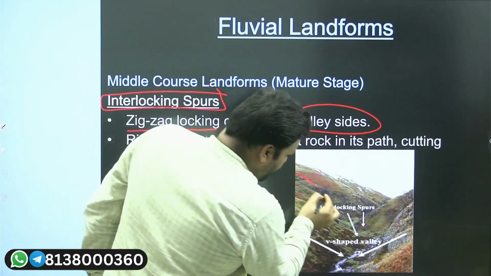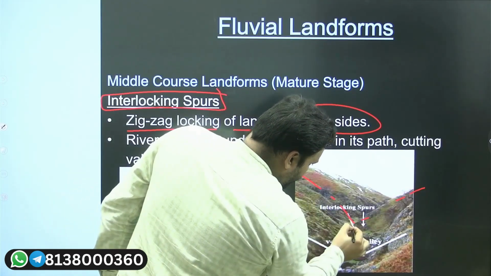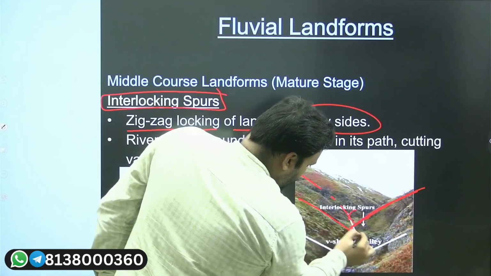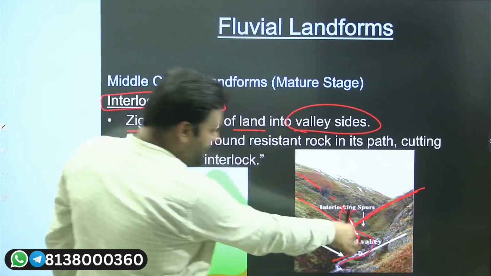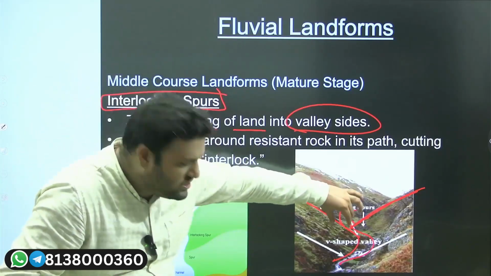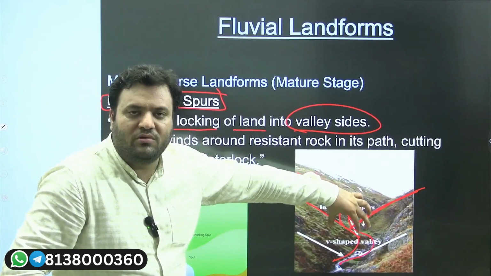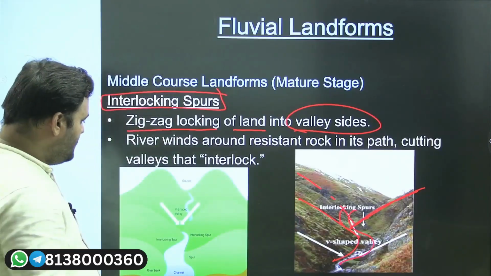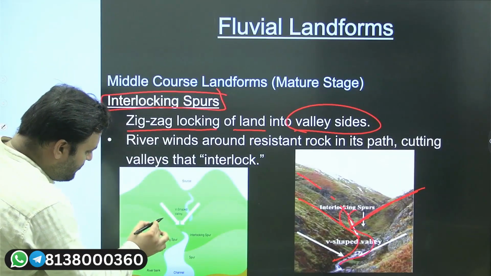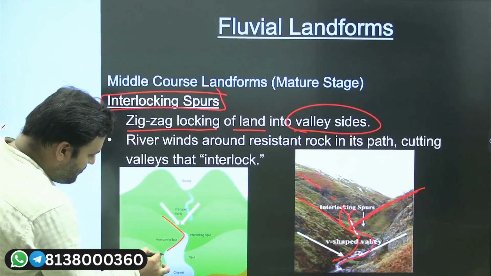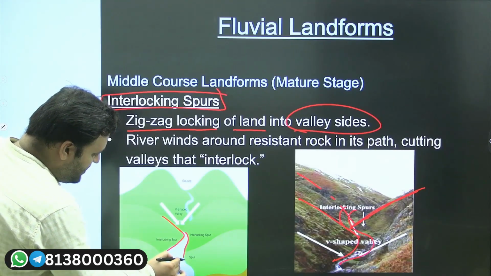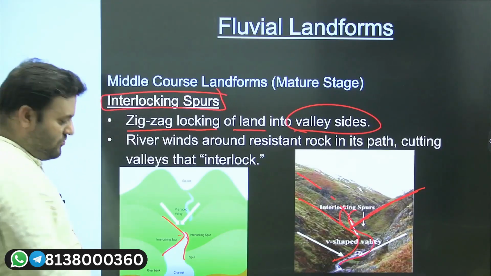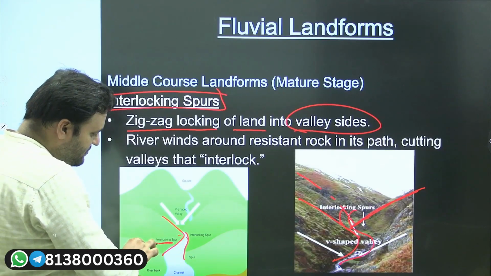So suppose we have this V-shaped valley. When we have mountains like this, this is the first and this is the second mountain, and in between these mountains we have a river, and the river is interlocked by these two sets of mountains. That's why it is known as interlocking spurs. So here you can see this is the one mountain, this is the second mountain. They have locked the course of the river.